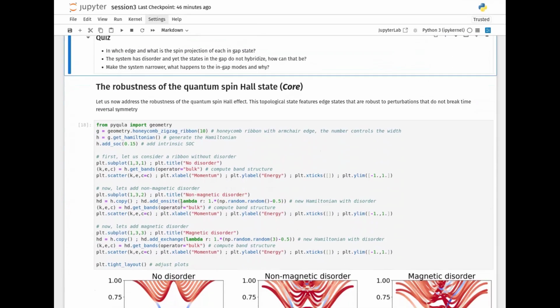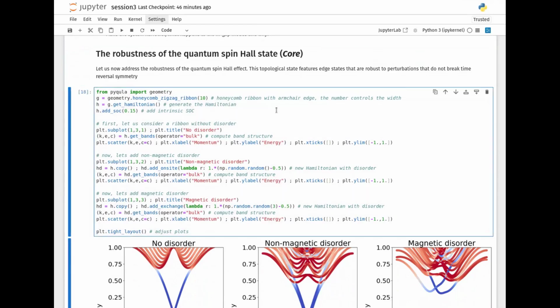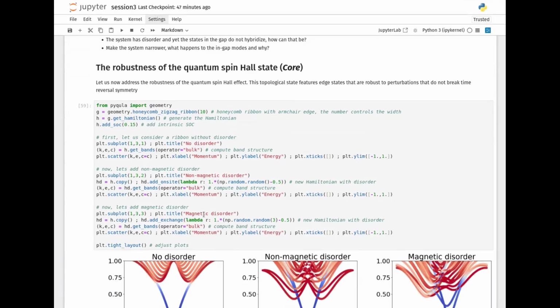Okay, now let us move on to the next point, which is about the robustness of the quantum spin Hall state. The whole idea is that in the quantum spin Hall state, you can add two different types of disorder. You can add non-magnetic disorder, and you can add magnetic disorder. And this is effectively what we do here. So we are going to plot the band structure in 3 different cases: first without disorder, then with non-magnetic disorder, and then with magnetic disorder.